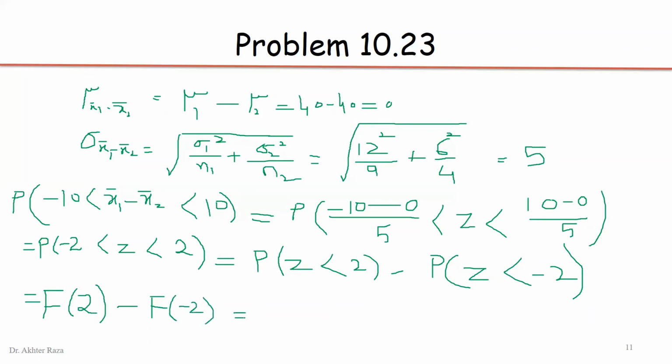This is equal to 0.9772, and this is equal to 0.0228. And the difference is 0.9544. So we can conclude that 95.44% of observations will lie between -10 and +10 for the variable of the difference of the two sample means.